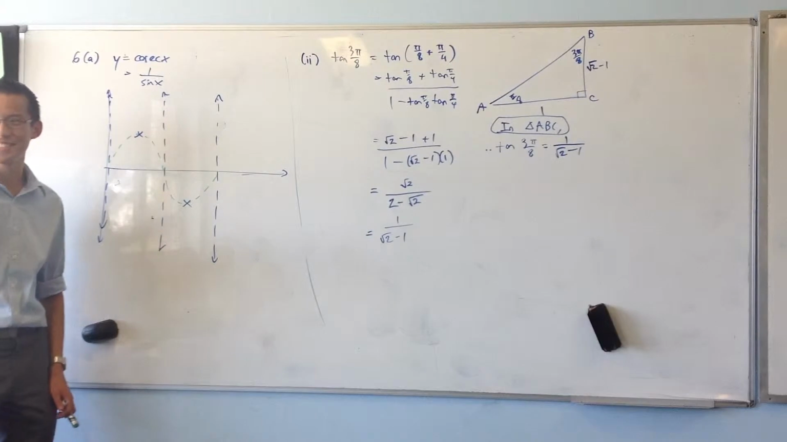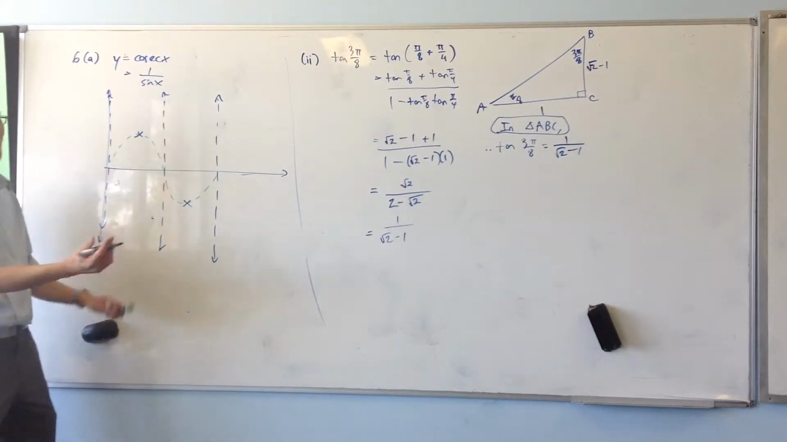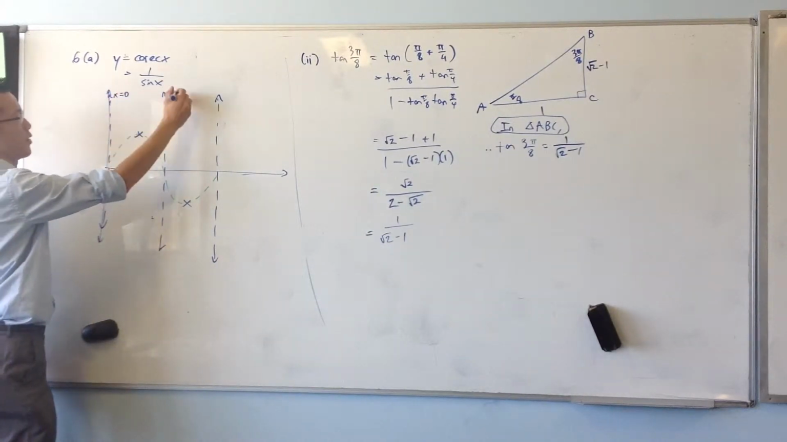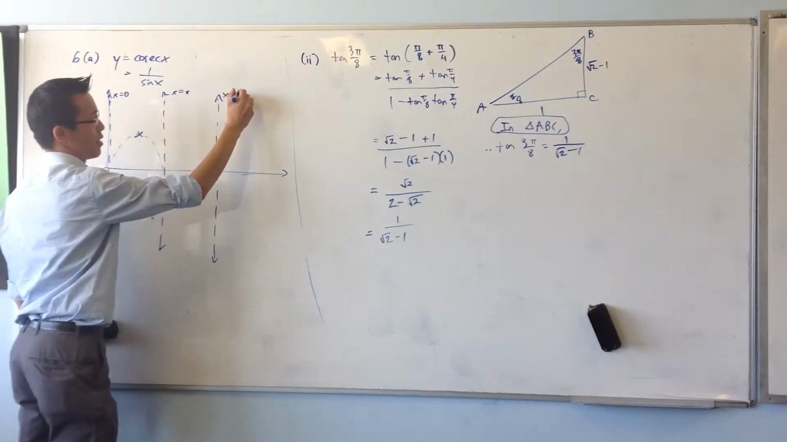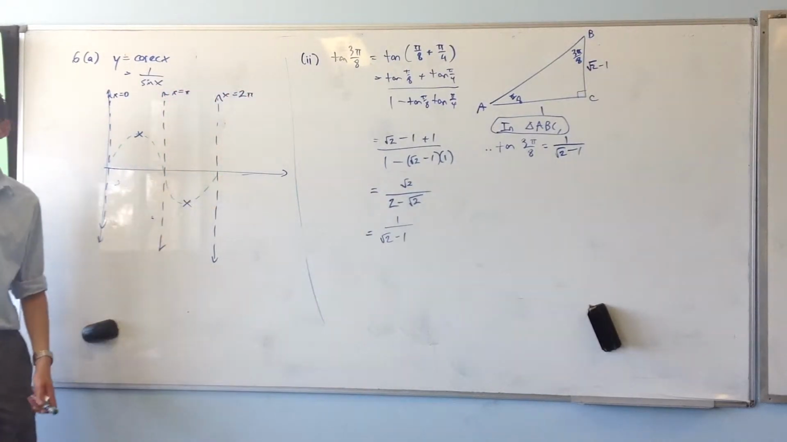I hope you guys have a really good graph. I should put my labels on all my vertical asymptotes, right? So there's 0, that's pi, and that's 2 pi. Okay, now what does the rest of it look like?